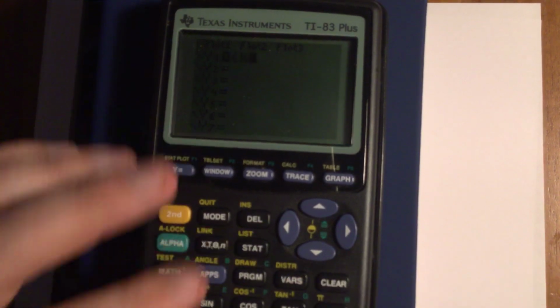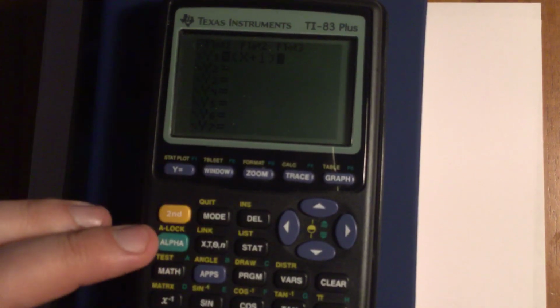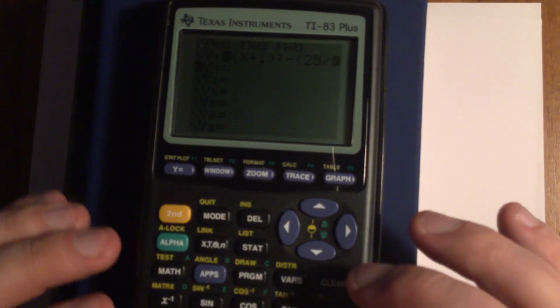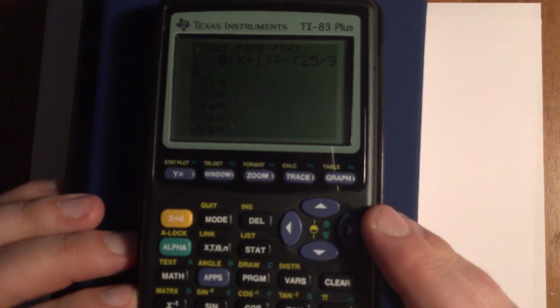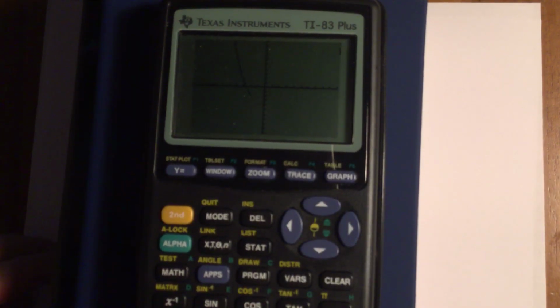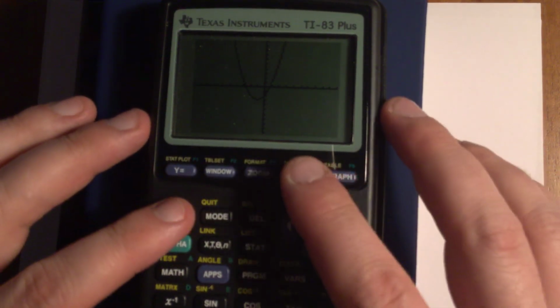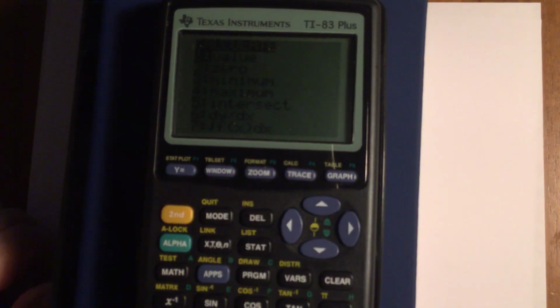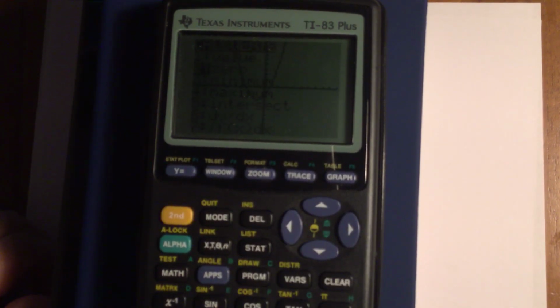So I'm going to have (x plus 1) squared minus, and I like to use a lot of parentheses in this just to keep it organized, minus 25 ninths. Now I'm going to graph it. Okay, so I can see it has 2 solutions. So I can calculate the 0 again.